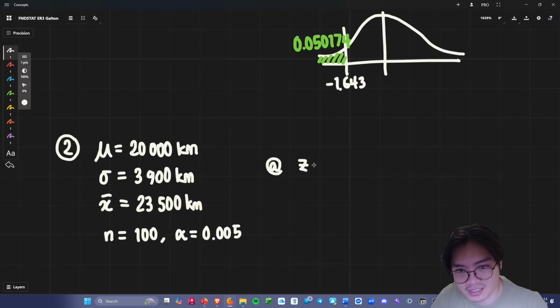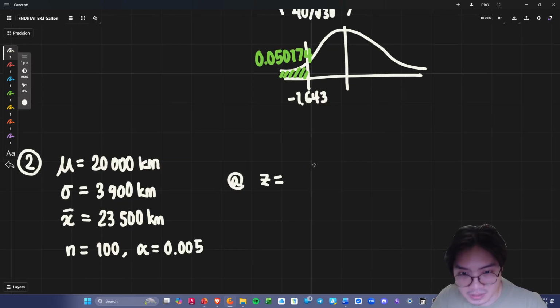Our test statistic is just the z-test: x bar minus mu, over sigma divided by square root of n.